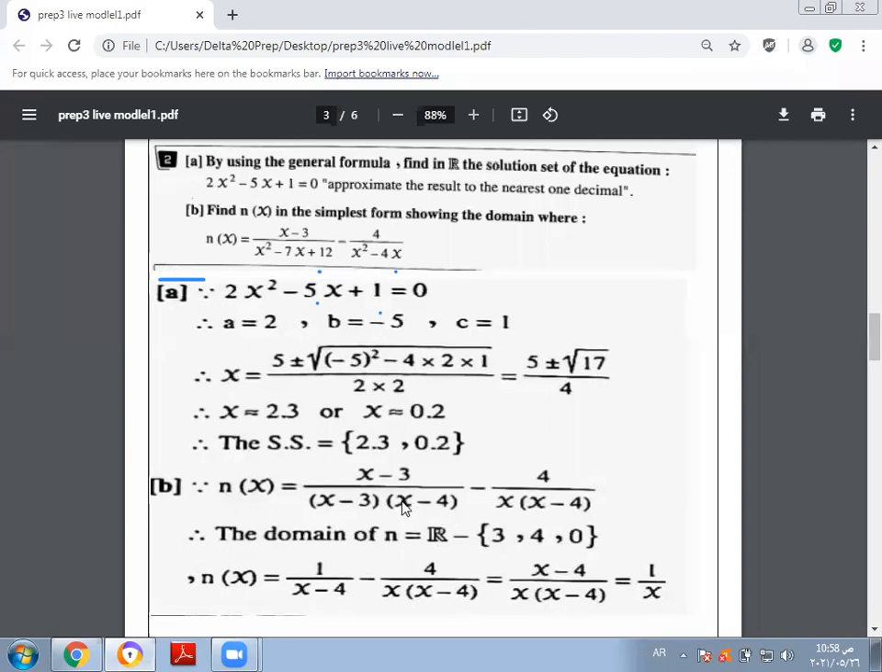Then we find the simplest form for each fraction. We cancel x minus 3 by x minus 3. We find the first fraction will be 1 over x minus 4, and the second fraction 4 over x times x minus 4. So here the first fraction is 1 over x minus 4, minus 4 over x times x minus 4. We find the common denominator, which will be x times x minus 4, and we multiply the 1 by x. So it will be x minus 4 in the numerator. At the end, the answer is 1 over x.